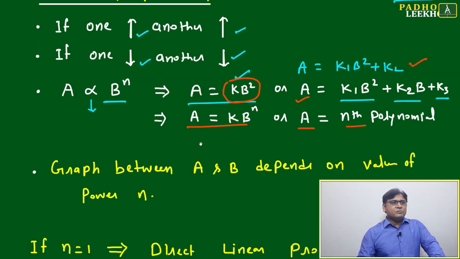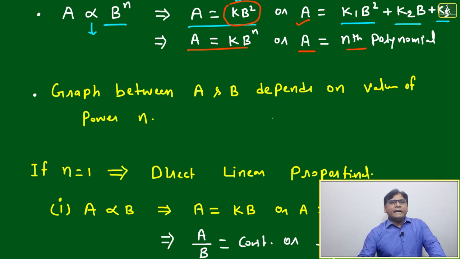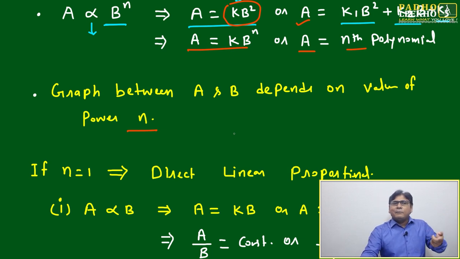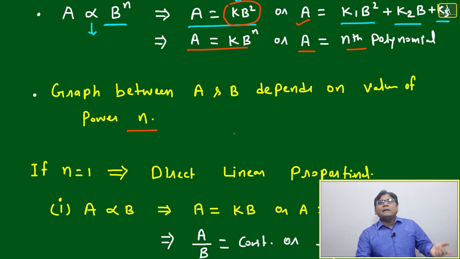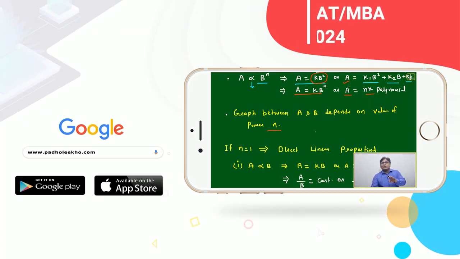Now, let's move on to the next point. The graph between A and B depends on the value of the power n. Like which type of graph will there be? The graph will be parabolic in nature. The graph will be hyperbolic in nature. The graph may be like a baby curve type. It will cross the x-axis multiple times. How many critical points there will be, all these things will depend.